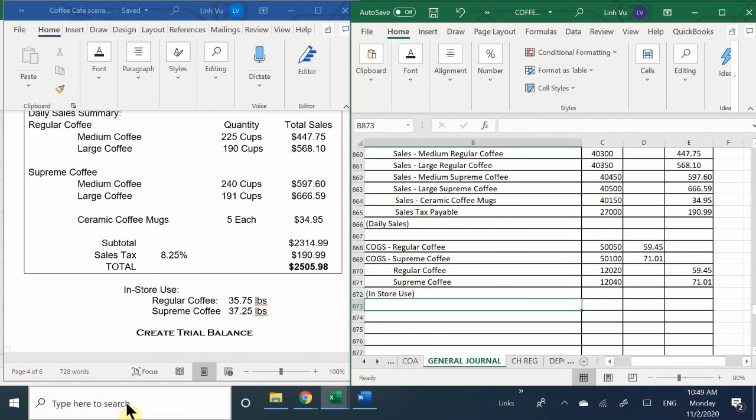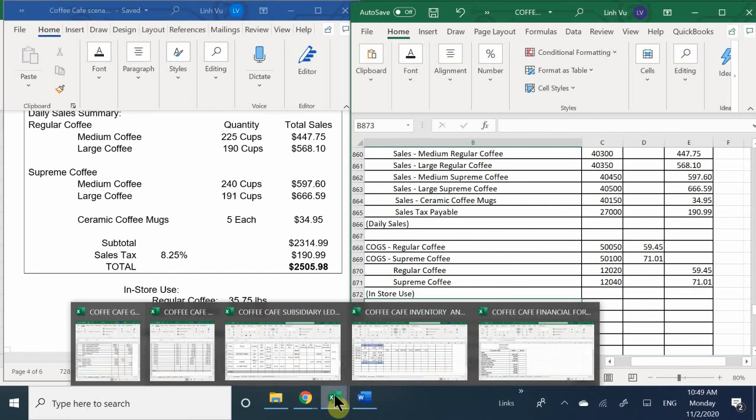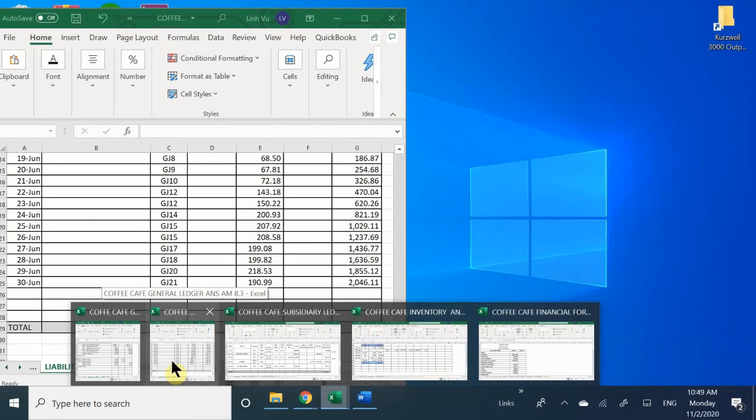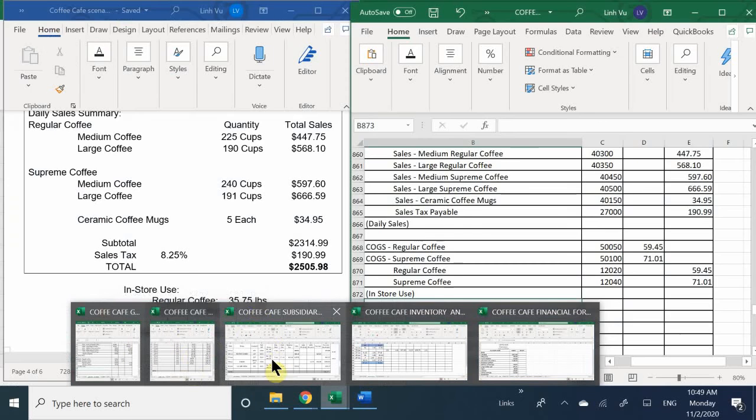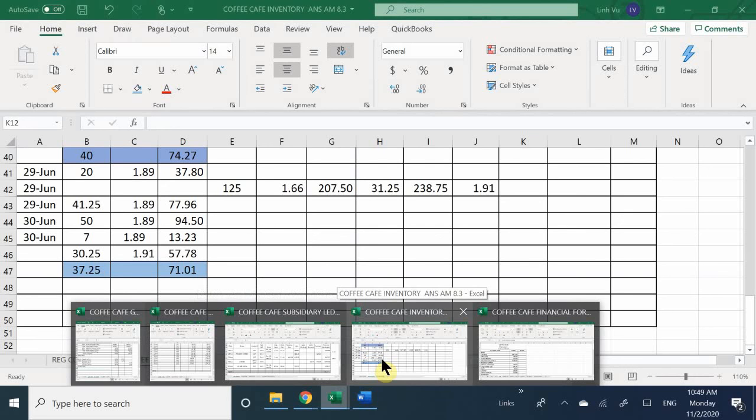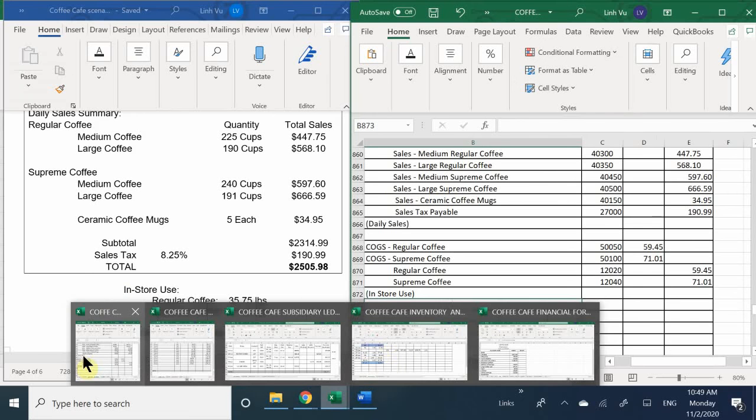All right, Talia, remember, there's only three worksheets available right now on my screen. I have the journal, the general ledger, the subsidiary ledger, and the inventory worksheet. What comes next? The inventory. We already updated the inventory, so that's already eliminated. So what is left? We already finished the journal.